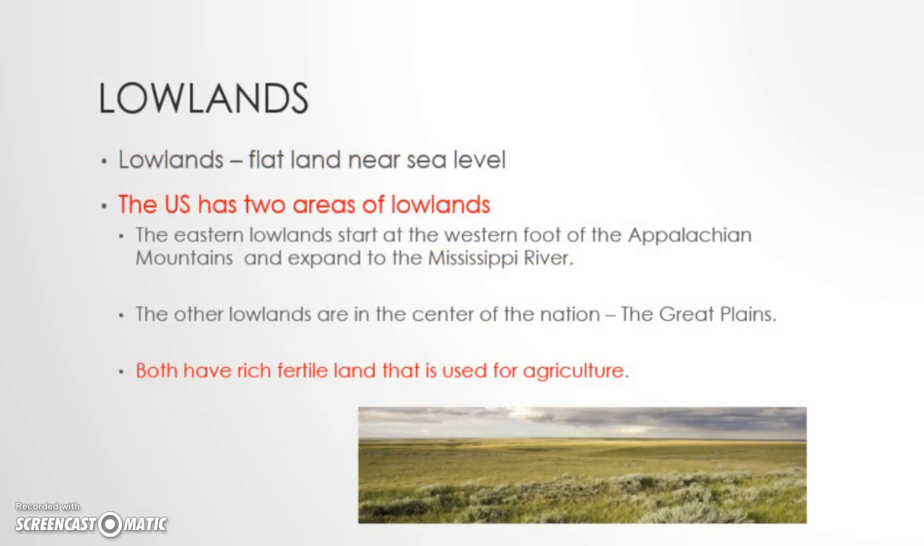Now, the first landform we're going to look at is a lowland. Lowlands are nearly flat land near sea level. So a prime example would be here in Florida. Not much of Florida is above sea level. The U.S. has two main areas of lowlands: the eastern lowlands that start at the foot of the Appalachian Mountains and expand to the Mississippi River, and the other section of lowlands, the Great Plains. Both of these lowlands are used for agriculture, and they are both filled with rich, fertile land.